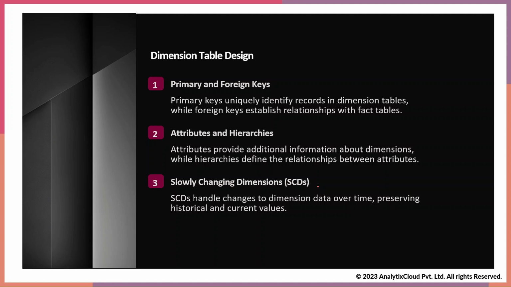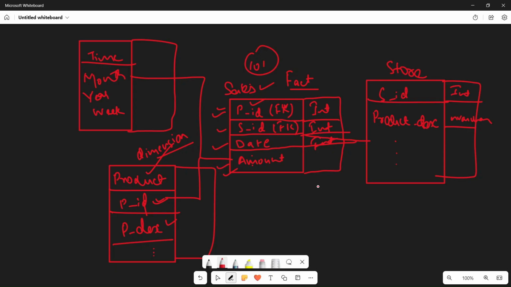Very first point, we have primary keys and foreign keys. Primary keys uniquely identify a record in a dimension table, while foreign keys establish a relationship with fact tables, right? If you see here, let's say this is the primary key. It uniquely identifies this product table. That means there cannot be two different product IDs for the same product in this product table.